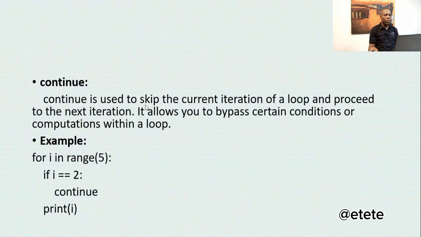Continue. Continue is used to skip the current iteration of a loop and proceed to the next iteration. It allows you to bypass certain conditions or computation within a loop. For i in range, if i equals 2, continue, meaning it's just going to skip this 2 and then go back and print 3 and 4. Looking at this range, I will show you practically using PyCharm.